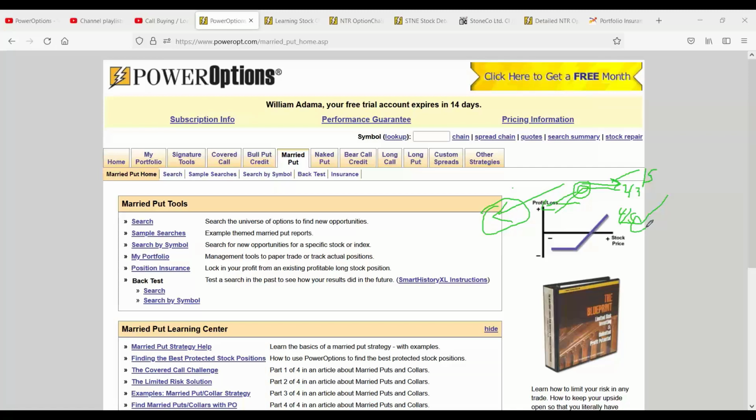This is guaranteed. The put gives me the right to force someone to buy my shares of stock at this price. Yeah, I pay a premium for it. That time value premium I pay is the risk. It might only be 6%, 6.5%, 7% or so. It's this, and then of course I can still sell covered calls against this.